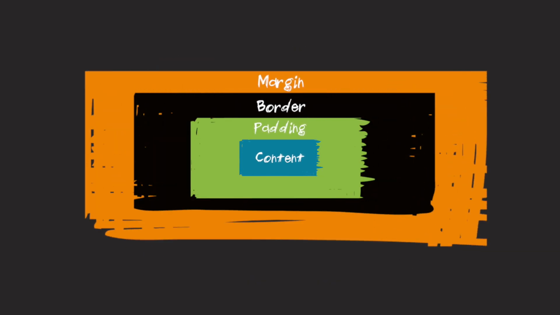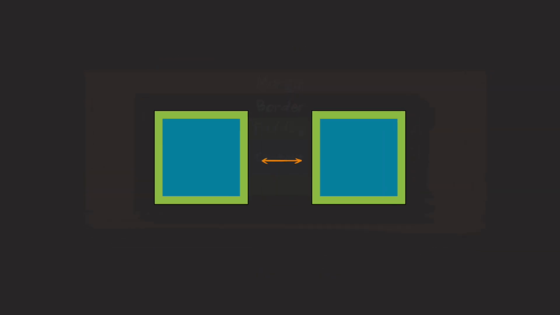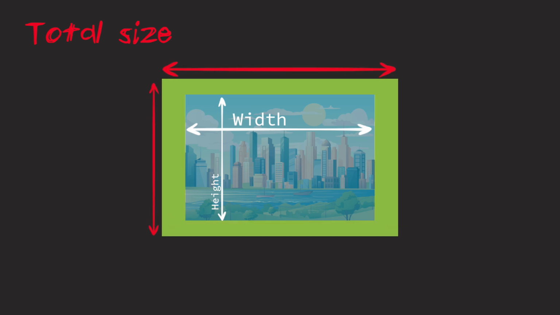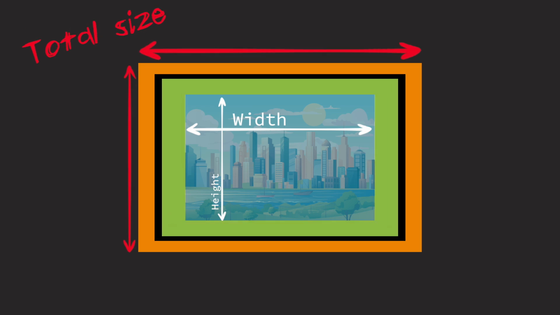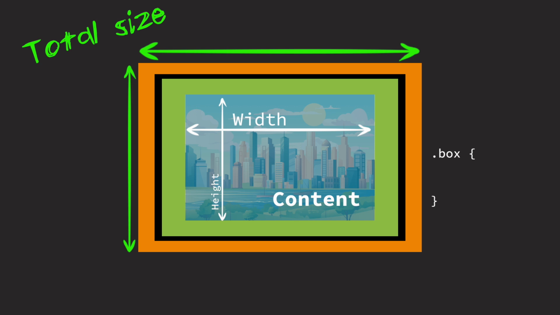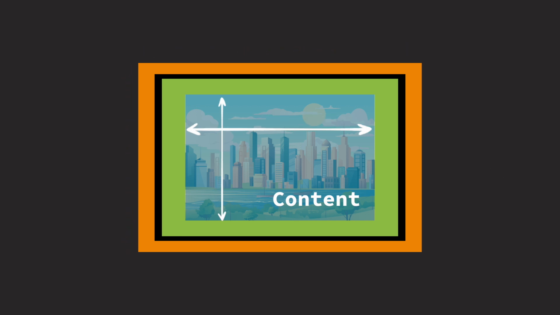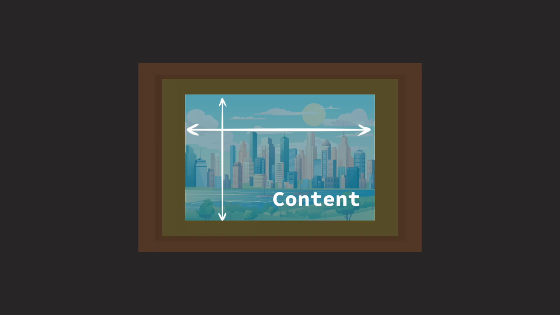Margin, the space outside the border. It separates the box from neighboring elements. The total size of an element is calculated by adding up the content's width and height, padding, borders, and margins. The content size is primarily controlled by the width and height properties of an element. These properties directly affect the size of the content area, but do not include padding, borders, or margins.